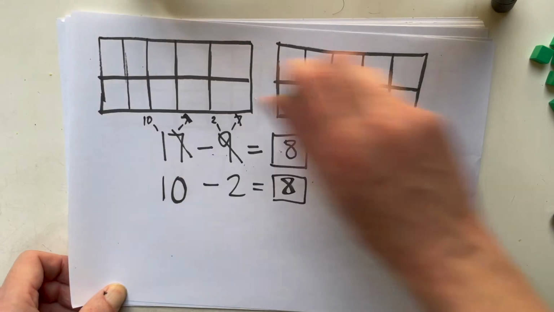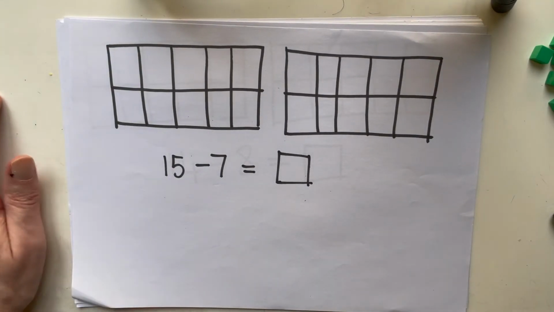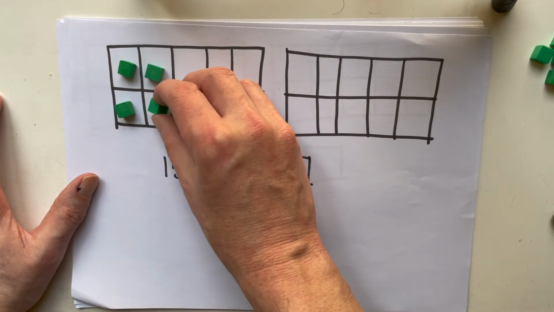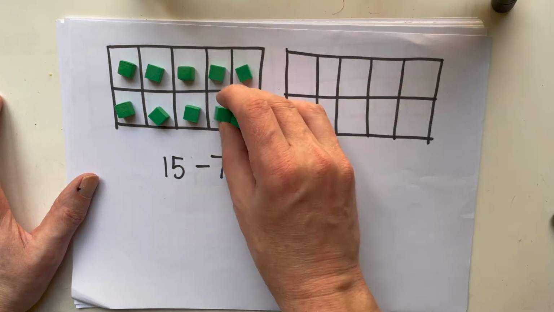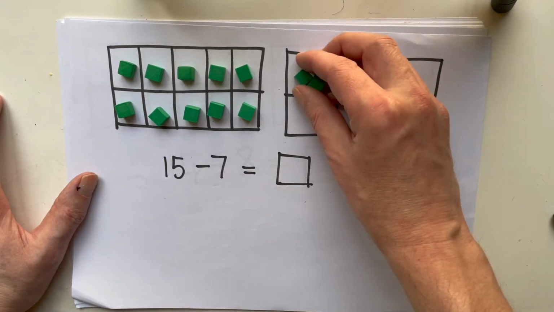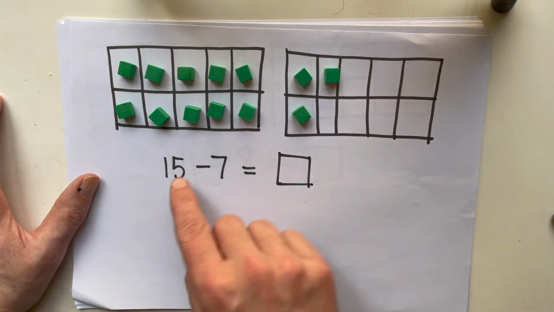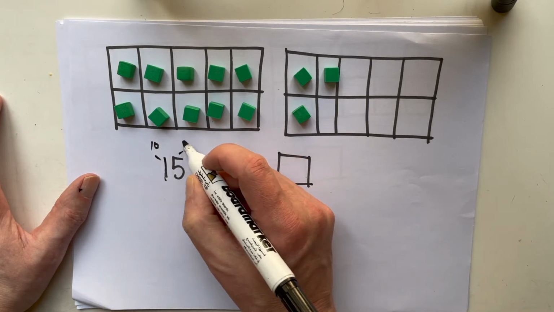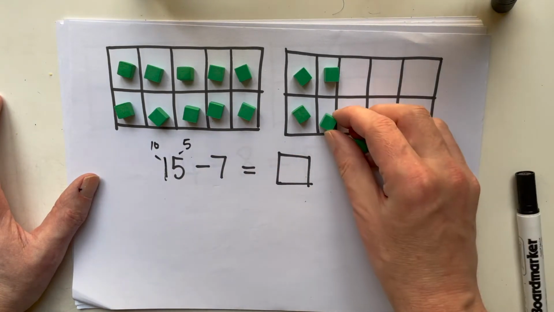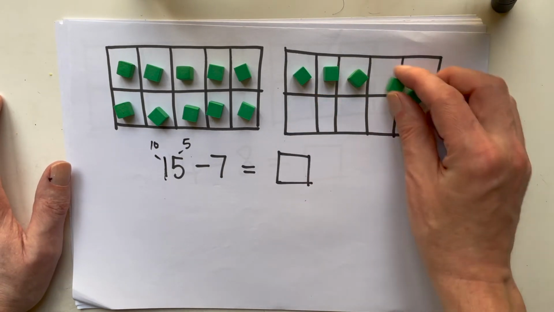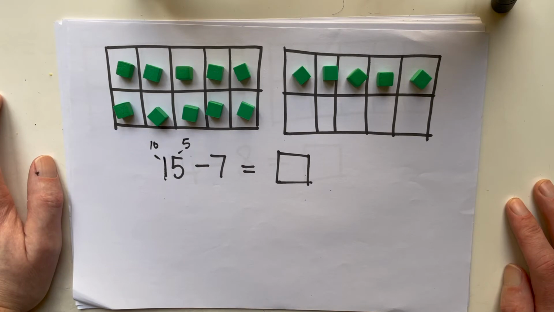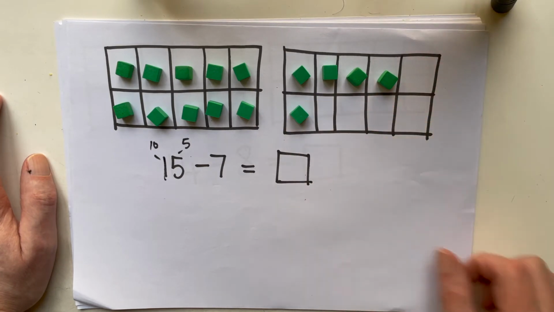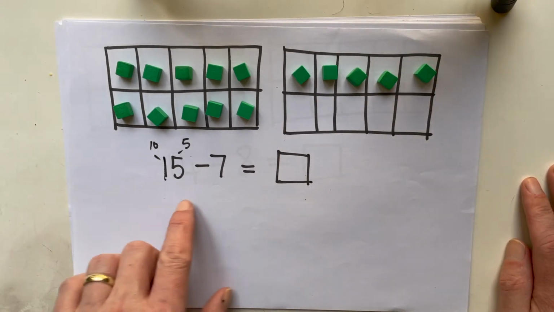Now let's try another one to see if it works again. I'm going to use my friendly 10 frames to help me out this time. I know that's 10 because the 10 frame is full up. And then this time I'm going to add 5 more because this 1, of course, means 10, and this 5 means 5 ones. So I have 1, 2, 3, 4, 5. I could also do it like that. That's 5. Could be 3 and 2, could be 5 and 0. It's still 5. Or it could also be 4 and 1. So there we are. I have 15, take away 7.